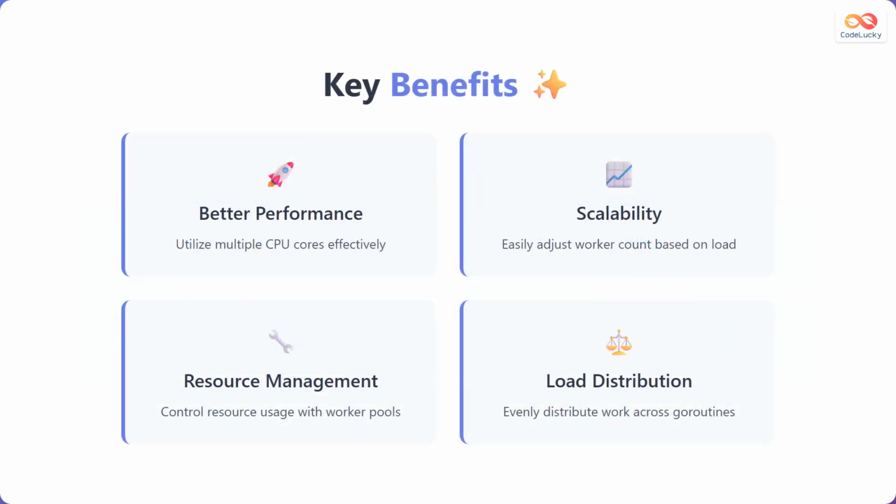The key benefits of using the fan-in and fan-out patterns are better performance, scalability, resource management, and load distribution. It helps to utilize multiple central processing unit cores effectively, easily adjust worker count based on load, control resource usage with worker pools, and evenly distribute work across Go routines.